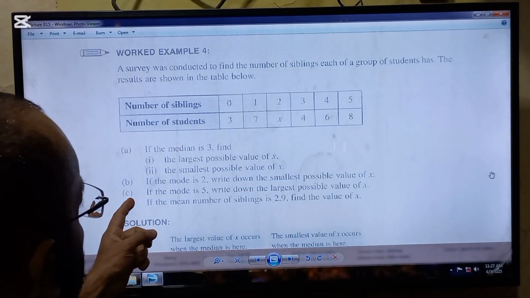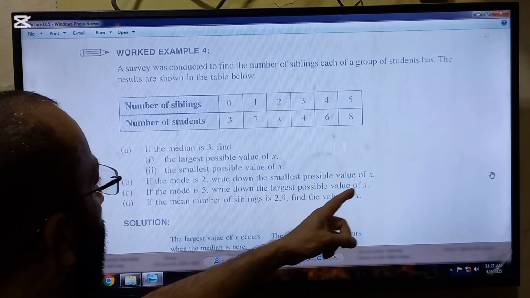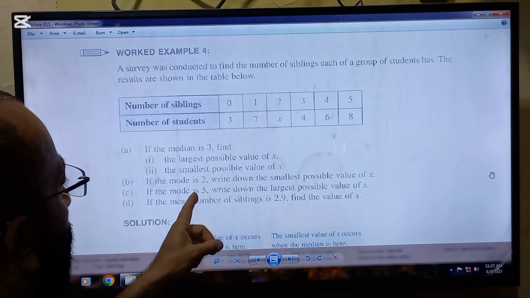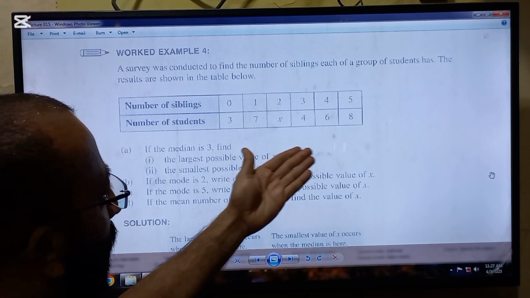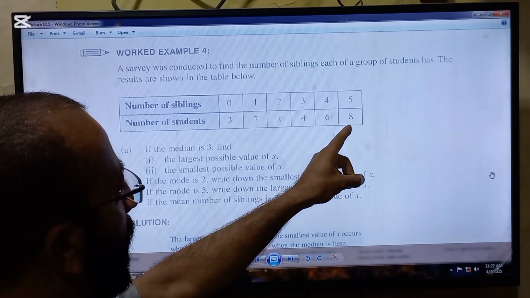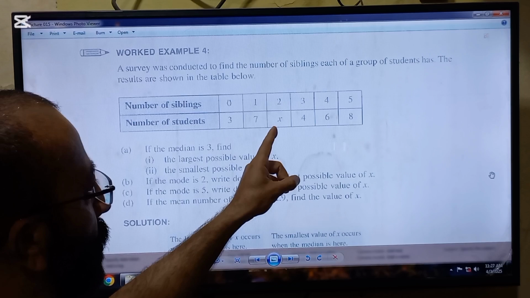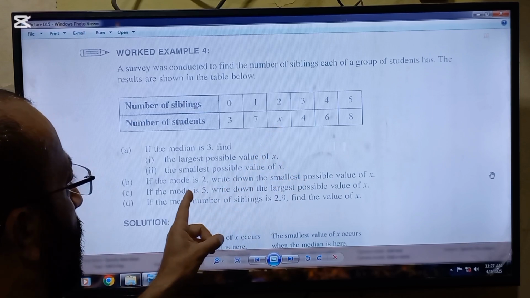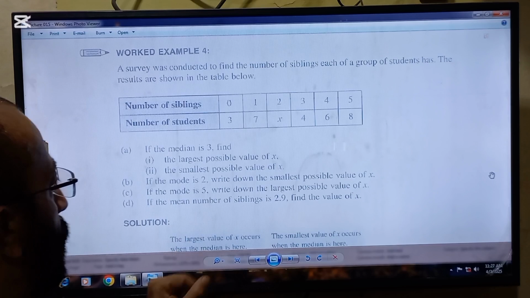Part B is, if the mode is 2, write down the smallest possible value of x. So we will look at the data. Other than x, the maximum frequency given is 8. So if we want to make 2 the mode, x should be 9. So the smallest possible value of x should be 9 if 2 is the mode.